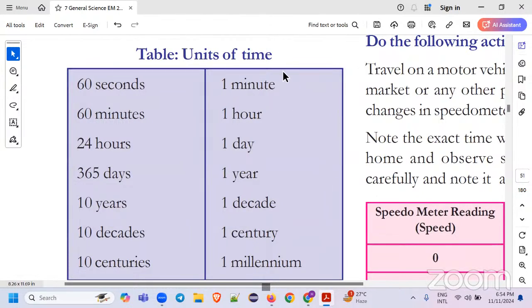1 minute, to be 1 minute, we need to pass 60 seconds. 60 minutes makes 1 hour. 24 hours make 1 day. See, a sequence is given. 1 millennium. What is 1 millennium? That is 10 centuries. Century means 100 years. 100 years is equal to 1 millennium. 10 decades. Decade means ten years. 10 decades gives you century.